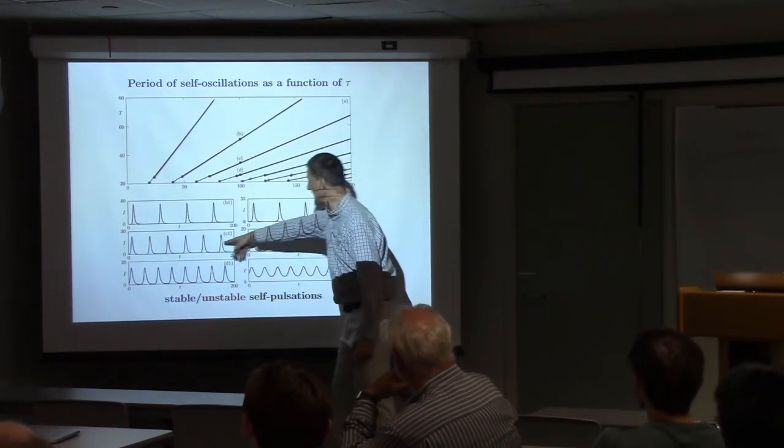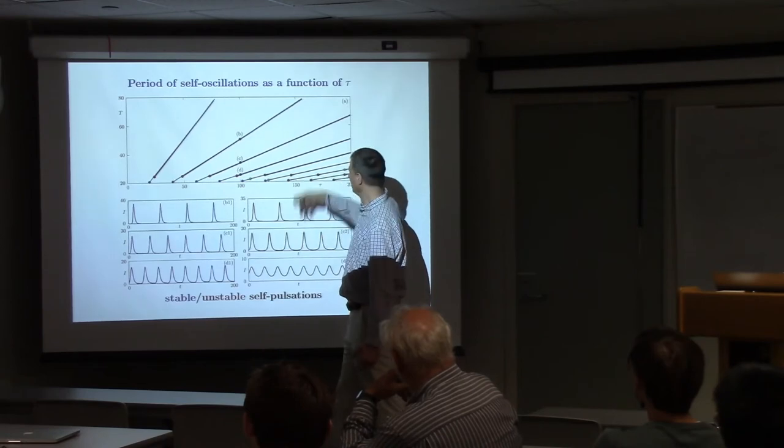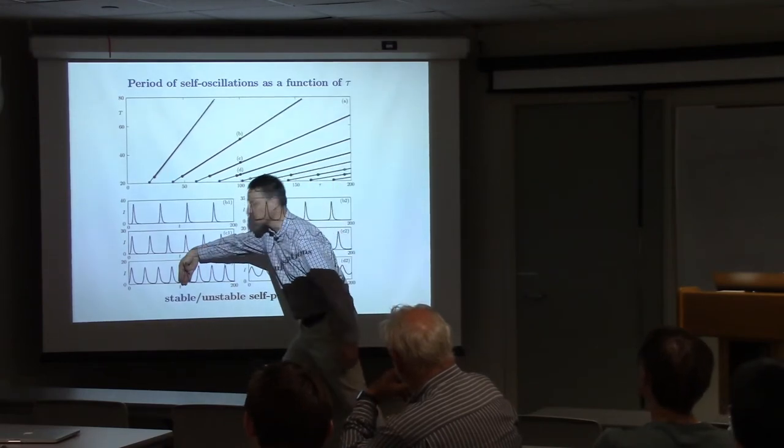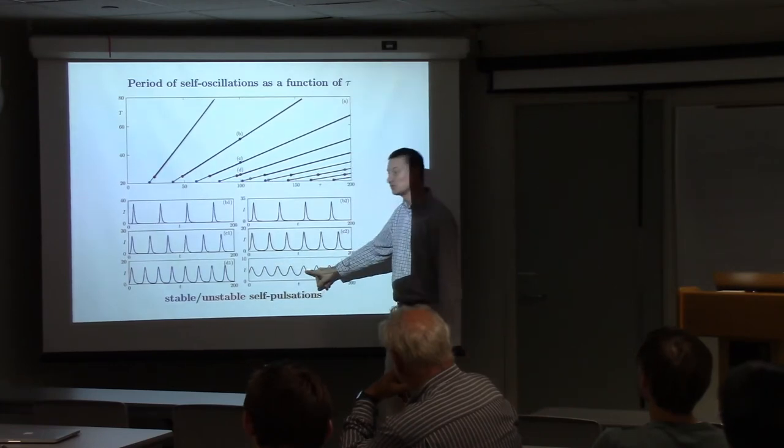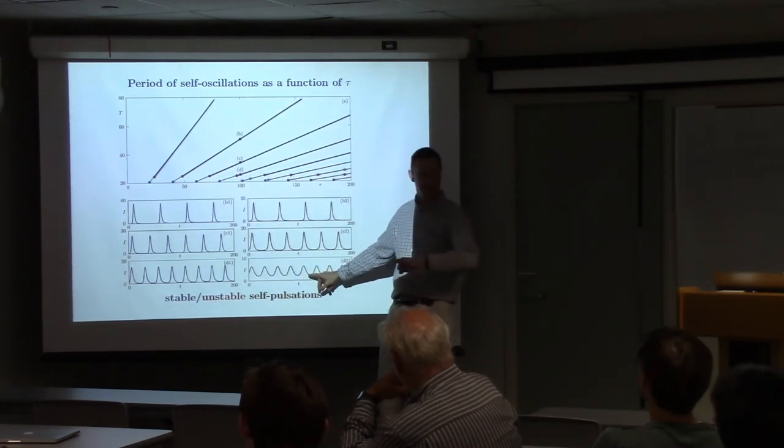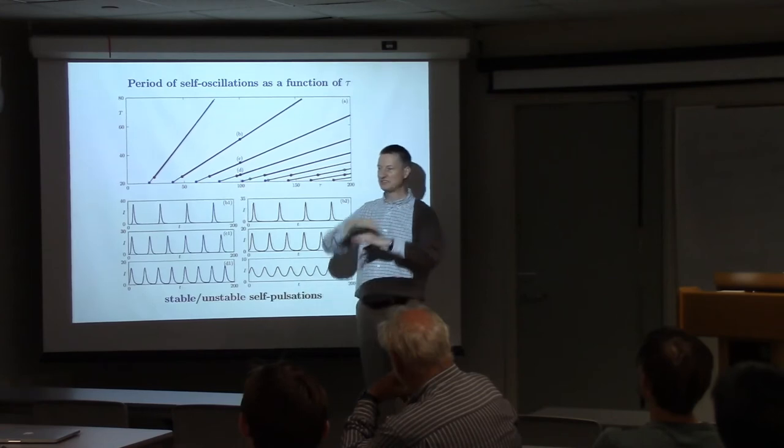Okay, a stable one and an unstable one. And then here, you have four per round trip. Stable one, unstable one. You can see this one's quite close to Hopf bifurcation. It's not so spiky, okay? Because near Hopf bifurcation, everything has to become very sinusoidal.